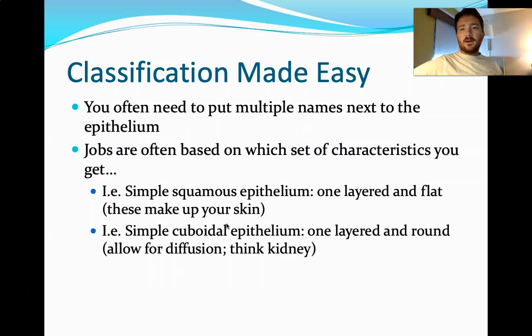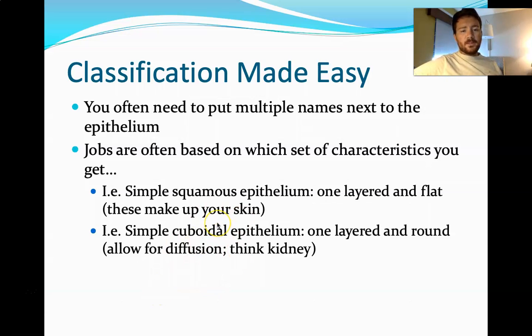And the jobs are often based on the epithelium. For instance, simple squamous, one-layered, flat. These are going to make up your skin. Okay, like an outside layer. You're going to want it to be pretty thin. And so you're going to want diffusion to happen pretty easily. Sweat to be able to get through that simple layer. If it was columnar, your skin wouldn't be that good at sweating, and you could overheat pretty easily.